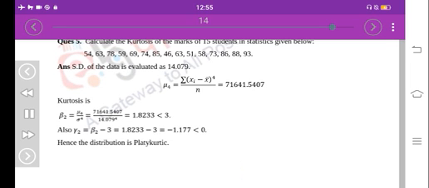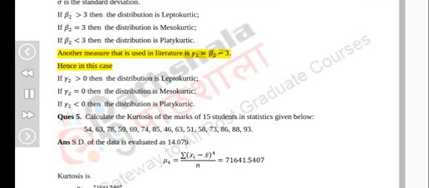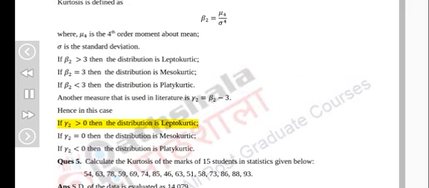Measure of kurtosis. Kurtosis is defined as beta 2 equals mu 4 by sigma to the fourth, where mu 4 is the fourth order moment about the mean and sigma is the standard deviation. If beta 2 is greater than 3, the distribution is leptokurtic. If beta 2 equals 3, it is mesokurtic. If beta 2 is less than 3, it is platykurtic. Another measure used in literature is gamma 2 equals beta 2 minus 3. If gamma 2 is greater than 0, the distribution is leptokurtic; if gamma 2 equals 0, mesokurtic; if gamma 2 is less than 0, platykurtic.